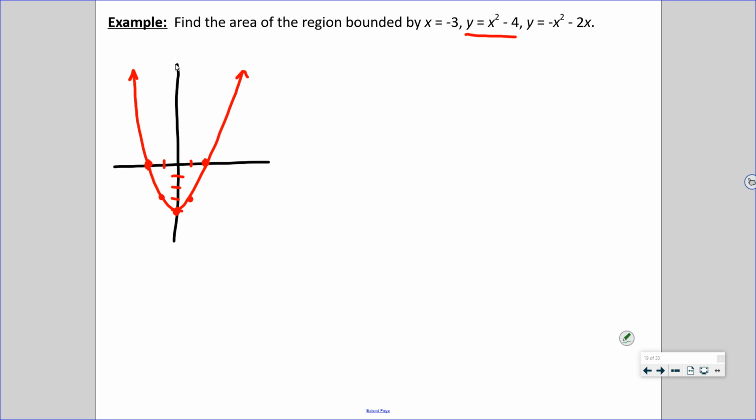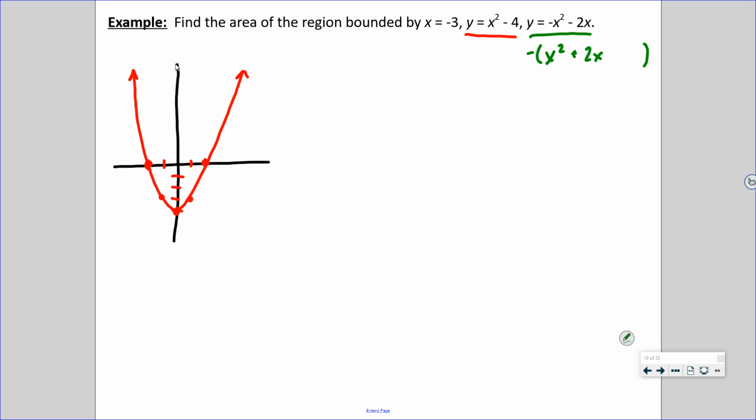Okay, let's tackle this other parabola. A couple ways you could graph this. You could just plug in points if you wanted to. What I'm guessing you were taught is to put this into vertex form by completing the square. So you would factor out the negative. We just went over this when we were doing some of those integrals. We had to complete the square.